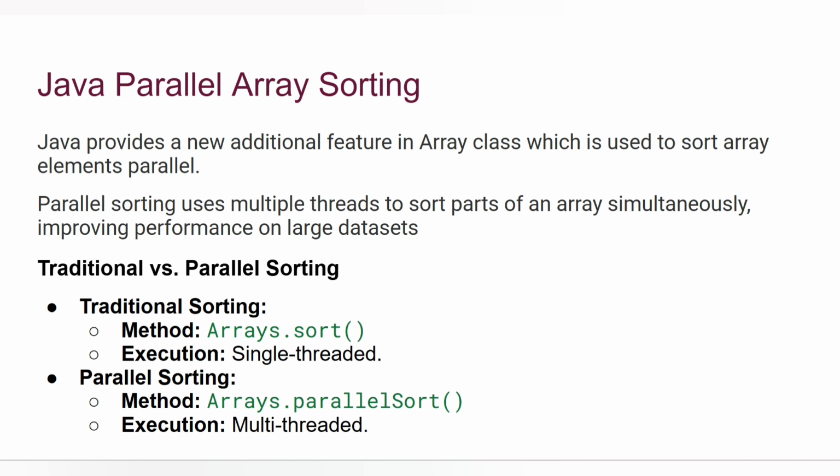But using parallel sorting, it will sort using multiple threads. It will use multiple threads to sort parts of an array simultaneously, improving performance on large data sets. So when we have larger values in the arrays, we can go with parallel sorting, because it executes the sorting in a multi-threaded environment. The traditional method was sort, but from Java 8, we have a parallel sort method.